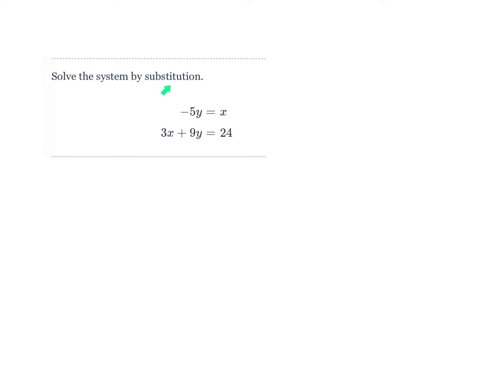Solve the system, it says, by substitution. So you have an equation that says negative 5y equals x, and then you have another equation that says 3x plus 9y equals 24. Okay, so both of these equations are using x and y. And what we're going to be able to do is substitute this value of negative 5y down here for x, because it tells us that in this system of equations, x is equal to negative 5y. So that's not a numerical value, but we could replace this x with negative 5y.